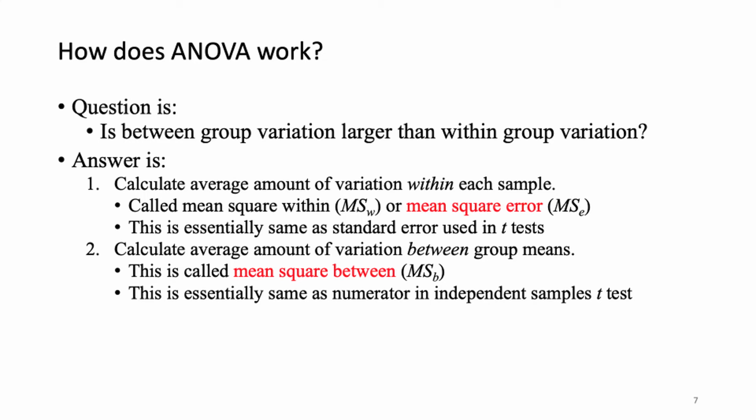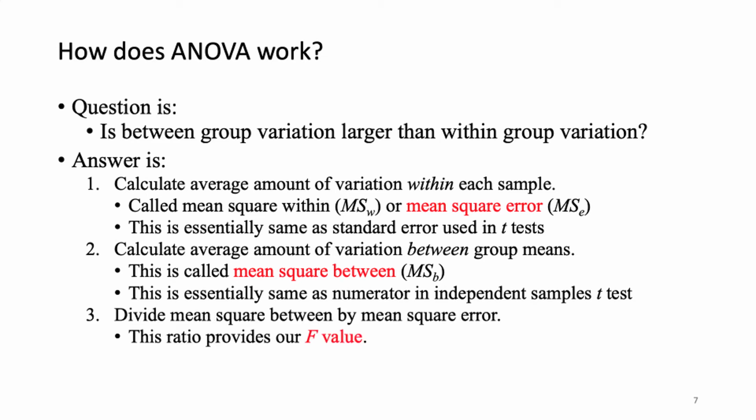And this is essentially the same as the numerator in an independent samples t-test. So you should be seeing a little similarity between the t-test and the ANOVA. The third step, you have to find the ratio by dividing the mean square between by the mean square error. This is what provides the F-score, the F-test, the F-value.